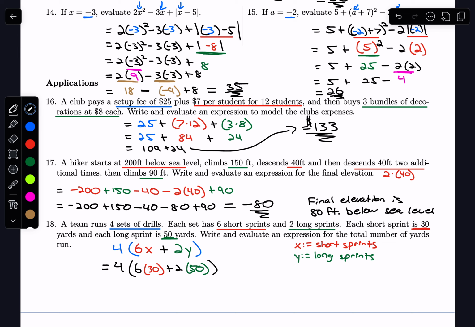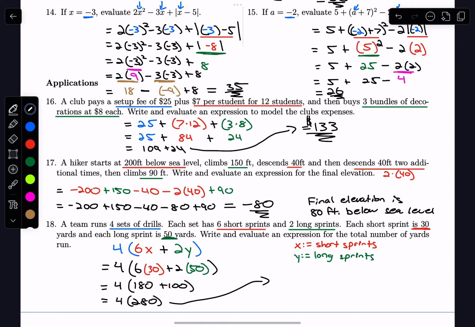Now we go ahead and use order of operations to simplify. So inside of the grouping symbol, inside of those parentheses, we have 2 sets of multiplication. So I'm going to work out the first one, 6 times 30 is 180. And the second one, 2 times 50 is 100. So now inside those grouping symbols, we've done the multiplication. Now we can do the addition. 180 plus 100 is going to give me 280 inside. And so now we just have to work out 4 times 280.